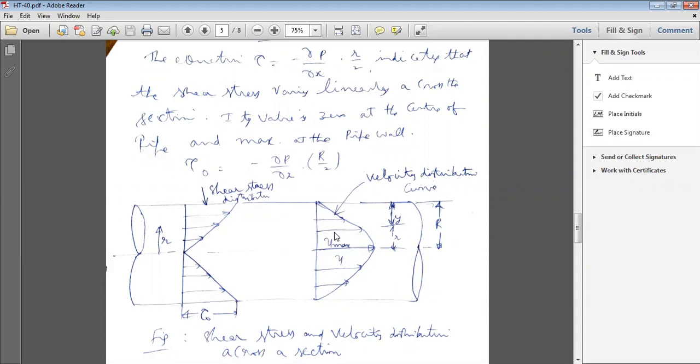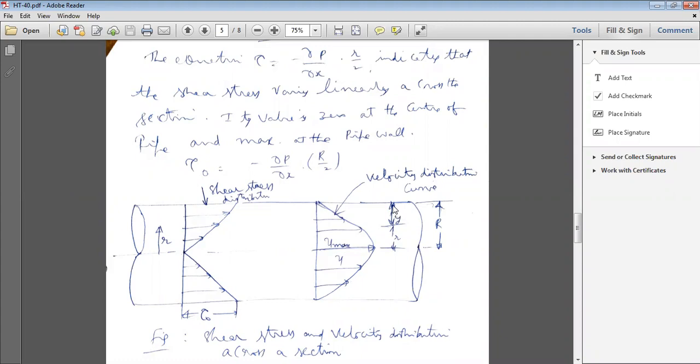If you go upward towards the wall of the pipe, the velocity decreases, and at the wall of the pipe, velocity is 0. Similarly, from the center to this wall also, the velocity decreases and finally reaches the 0 value. The distribution is parabolic in nature. Here you found the shear stress equation, and similarly you have to find the velocity distribution equation now.